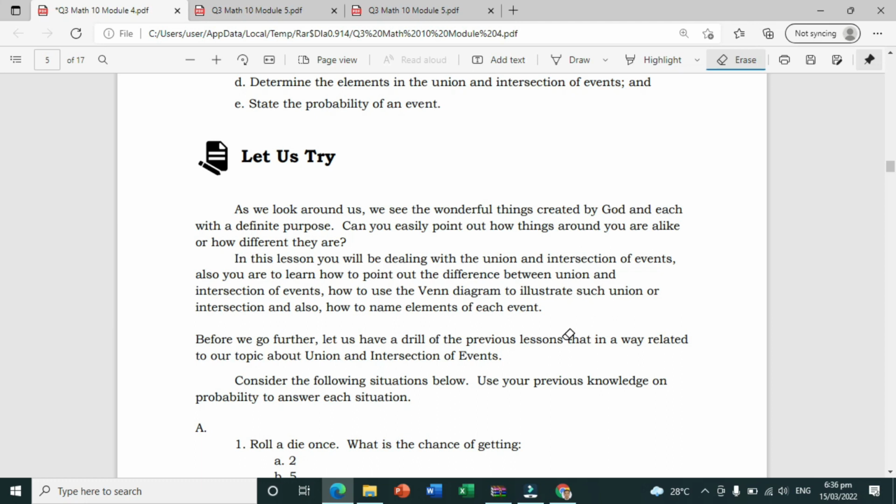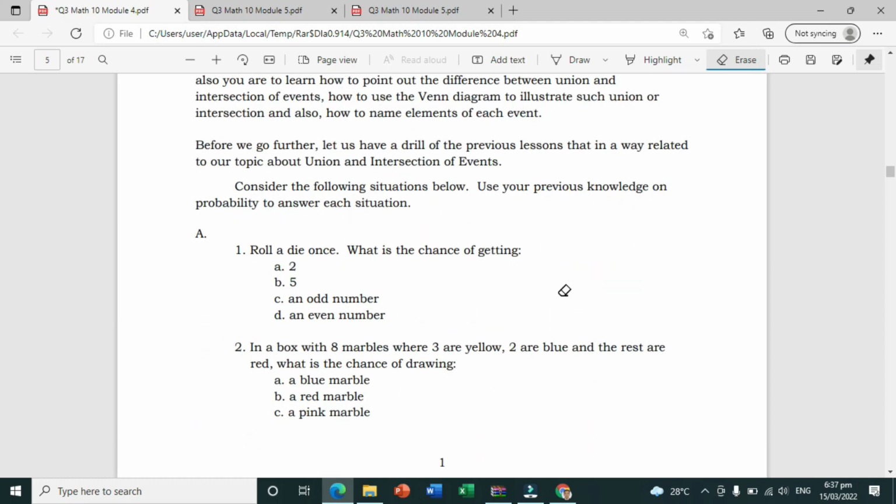Before we go further, let us have a drill of the previous lessons that, in a way, are related to our topic about union and intersection of events. Consider the following situations below. Use your previous knowledge on probability to answer each situation.